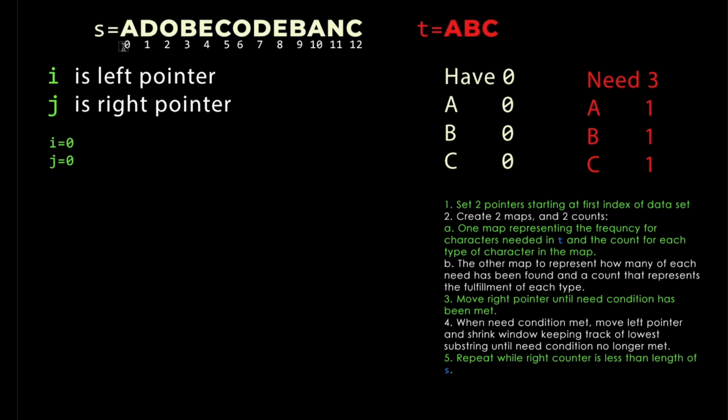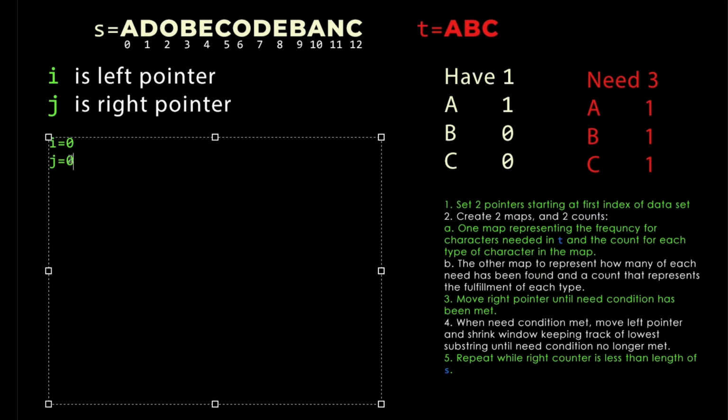When J is equal to 0, we have encountered the character A, which is part of our need map. And so we're going to increment our value in our have map to 1, and it satisfies the condition in our need map. And because it satisfies the condition in our need map, we then can increment our have count. Does our have count satisfy the condition of our need count? No, it doesn't. So we continue with J.